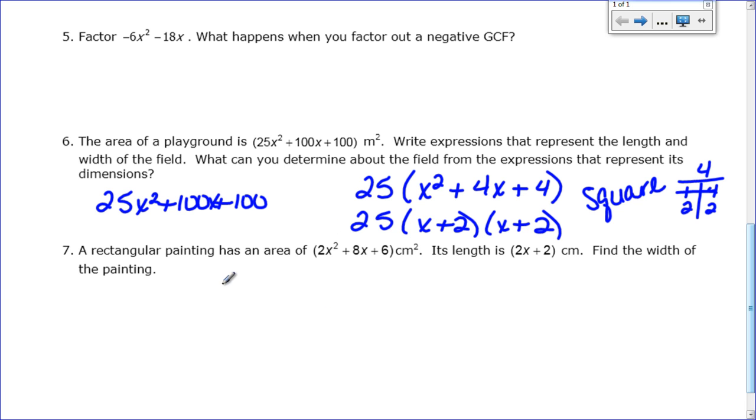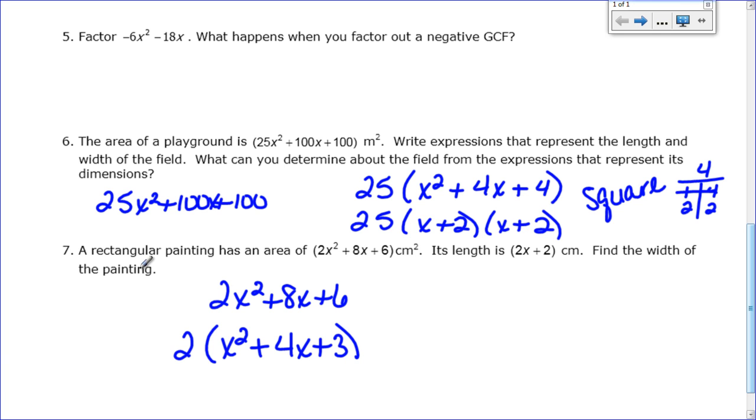So I have to take this 2x squared plus 8x plus 6, take out the greatest common factor. 2, 8, and 6, the biggest number that's going to go into them is 2. And so I have x squared plus 4x plus 3. I just divided everything by 2. And then I have to factor this. So the factors of 3 that add to 4 are just obviously 1 and 3. So I have 2 times x plus 1 and x plus 3.